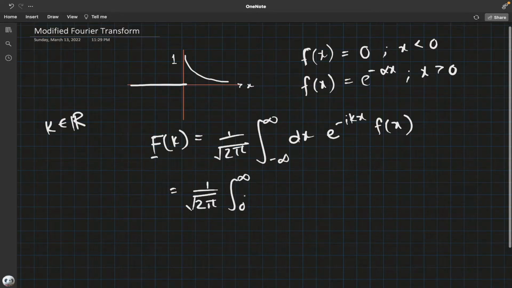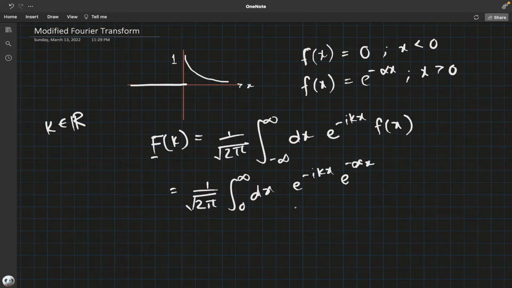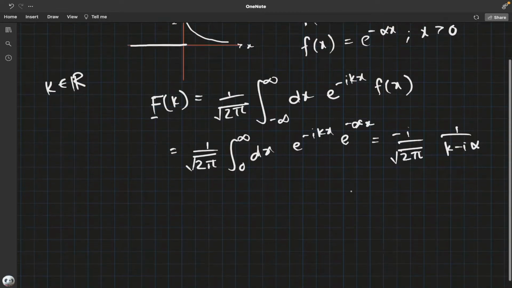So let's just split this sum from 0 to infinity, because the rest of it is just 0. Dx e to the negative ikx, e to the negative alpha x, and this just evaluates to negative i over square root 2 pi times 1 over k minus i alpha. This is just simple integration here.